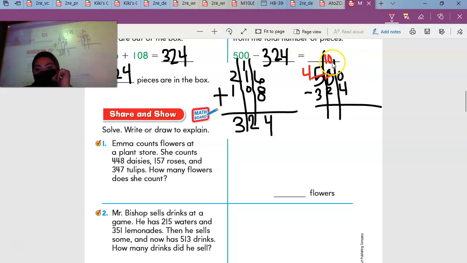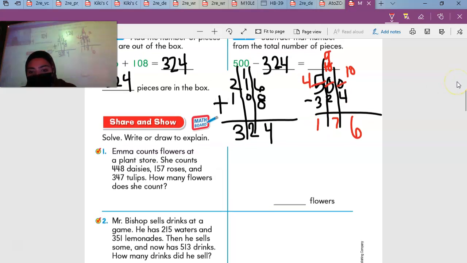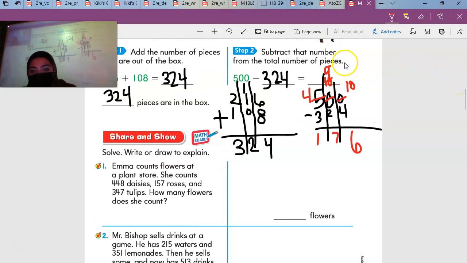Now, can this 0 borrow from here? Yes, they can. So now this 0 becomes a 10, and this 10 becomes a 9, because we took 1 away. 10 take away 4 is 6. 9 take away 2 is 7. And 4 take away 3 is 1. So how many puzzle pieces were still in the box? 176 puzzle pieces.